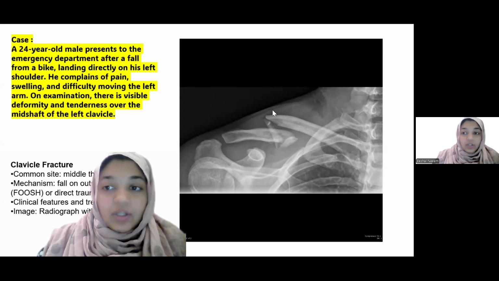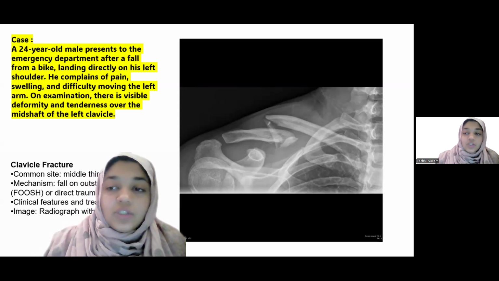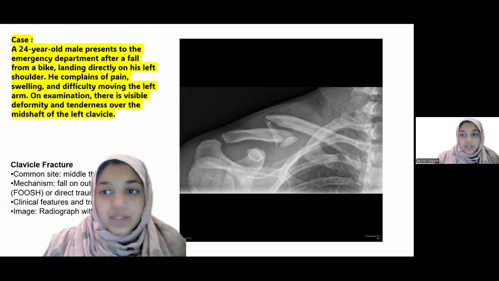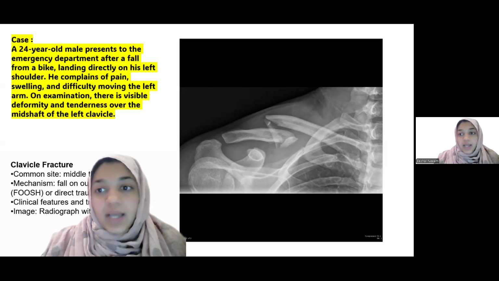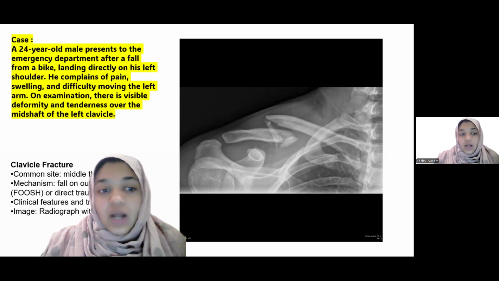Why does the middle third of the clavicle get fractured? Because, as you can understand, when we did the osteology of the clavicle, it's in the shape of an S. The medial part is concave and the lateral part is convex. So the union of the two parts acts as the weakest point of the bone, and it takes most of the impact when you fall on an outstretched hand, or you get direct trauma.